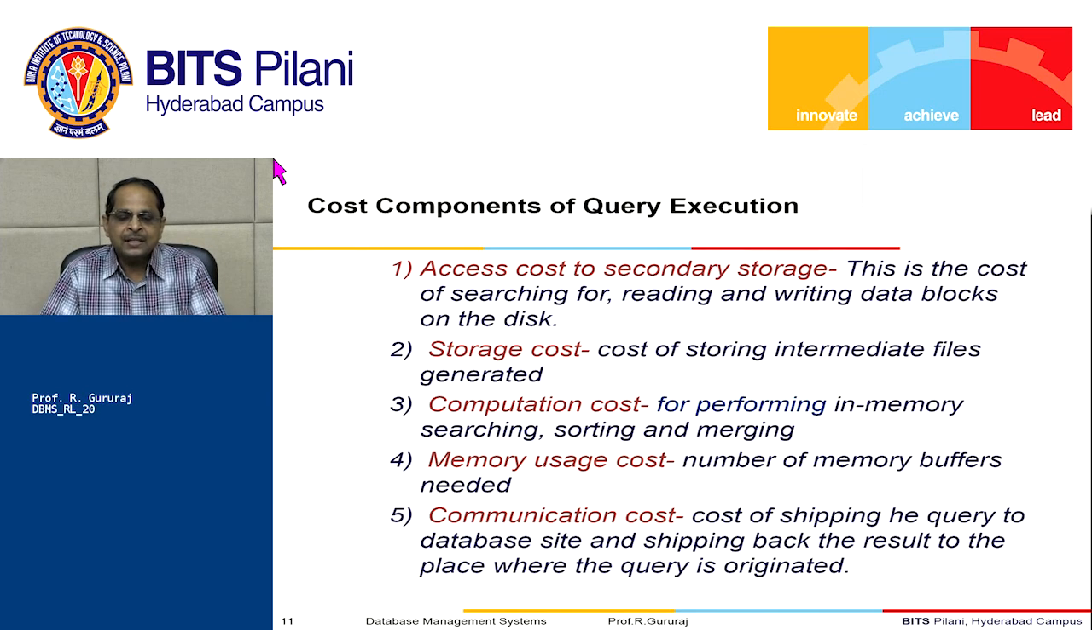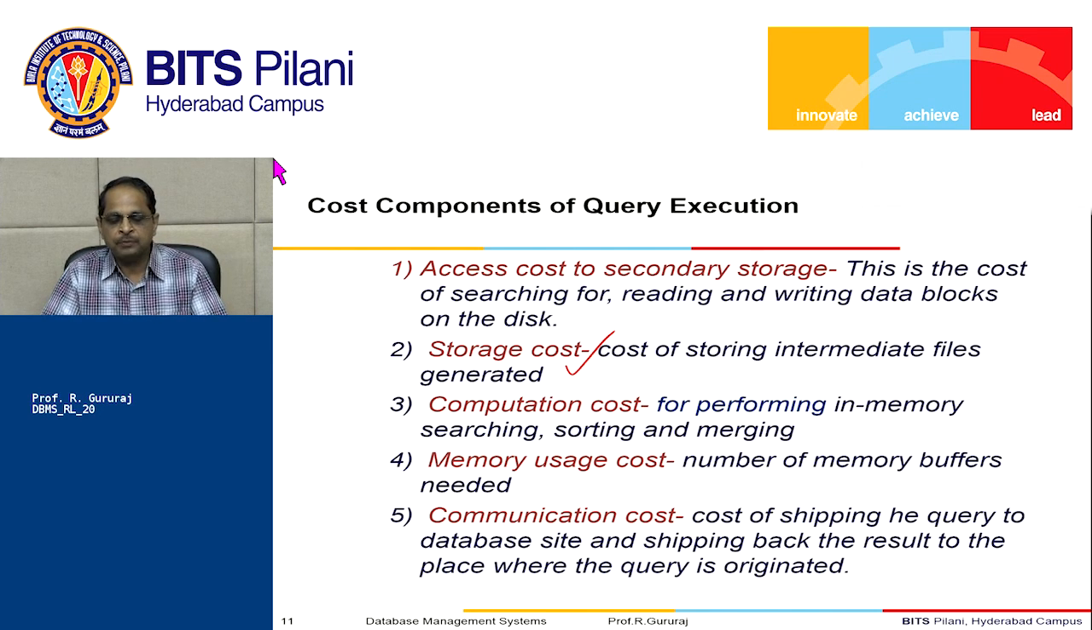First factor is access cost to secondary storage. This is the cost of searching, reading and then writing data blocks which are sitting on the disk. That is a very important and dominant factor which decides the cost of execution of a query. So how much time is required to search or access the blocks which are on the disk. Second cost component is the storage cost. Cost of storing intermediate files that are generated by executing the operations that are part of the query tree, which are available at the internal nodes.